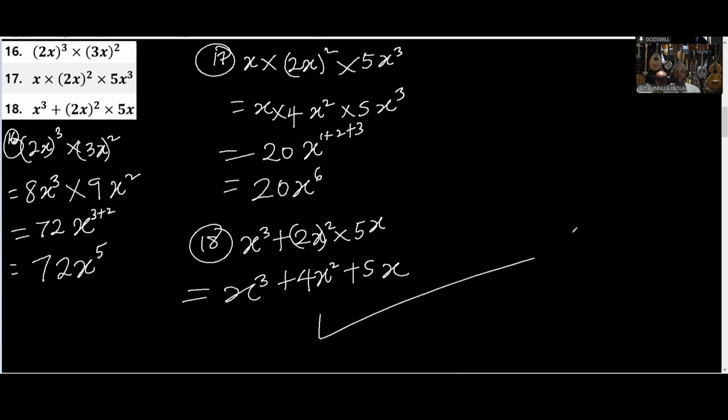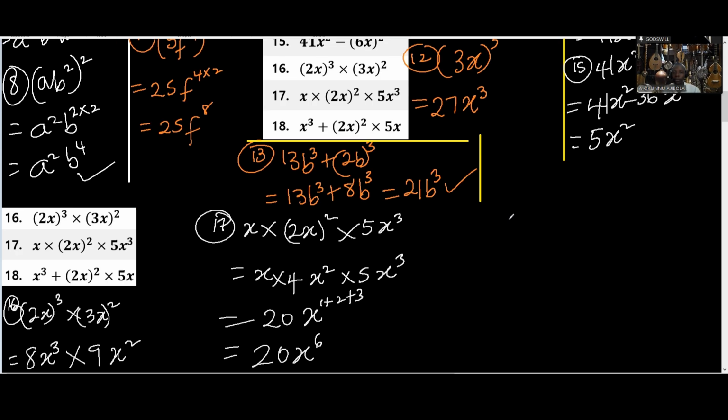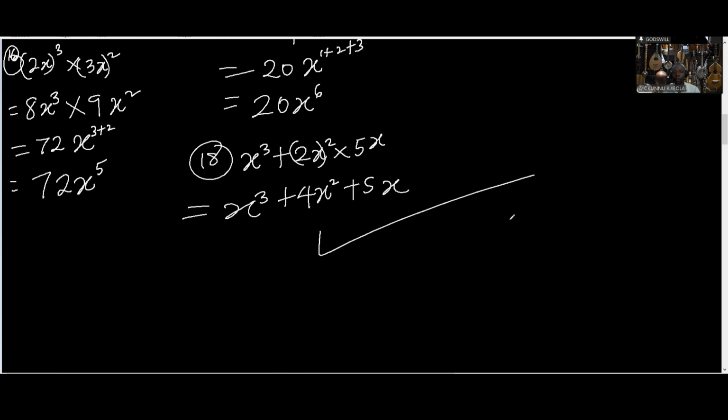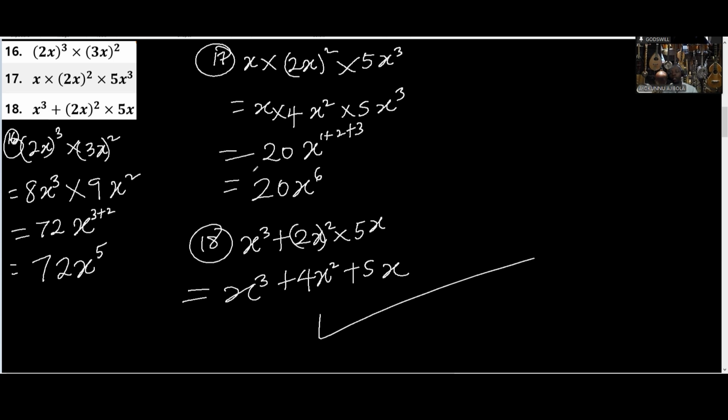Yes, sir. Then is it clear to you? It's only number 18. There's nothing wrong with number 18. 2 squared is 4 and x squared, so we can't do anything further because all of them have different powers, okay? I didn't do anything to this and I didn't do anything to this. It's only this one that I changed to 2 squared and x squared.